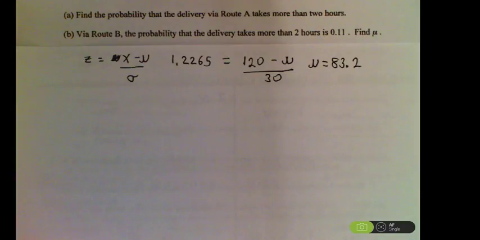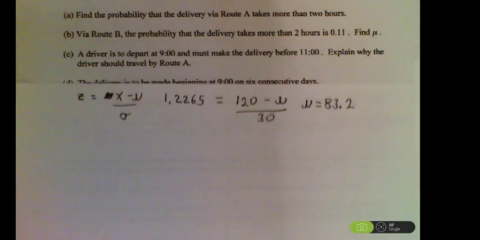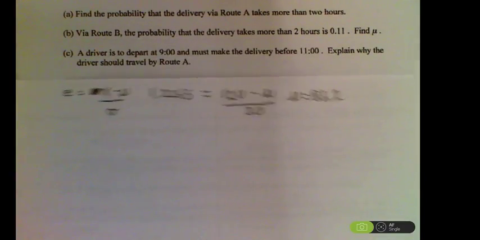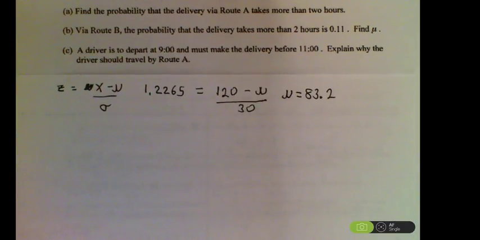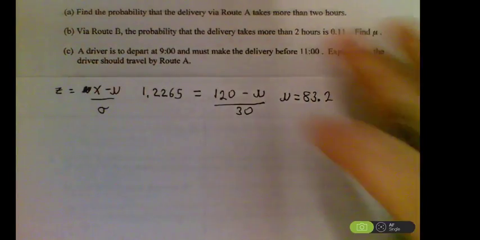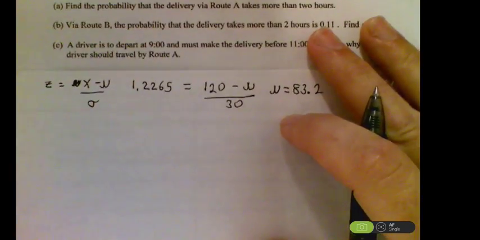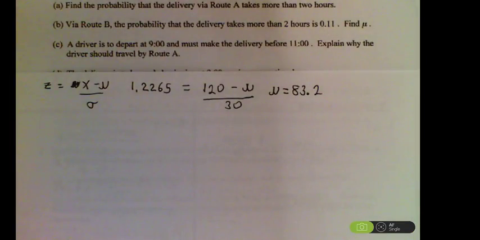All right, moving on. So going down to part C. The driver's going to take off at 9 and has to make the delivery before 11. So there's a 2-hour period right there, or 120 minutes. Explain why the driver should travel by route A.